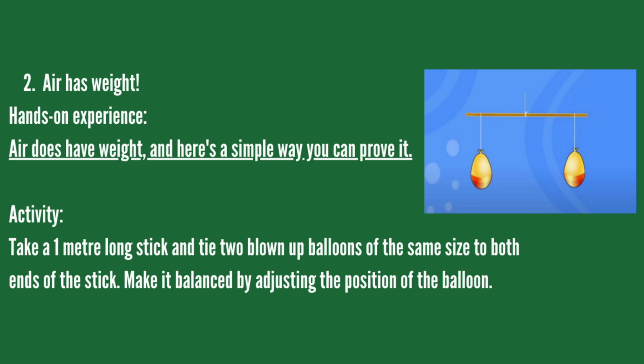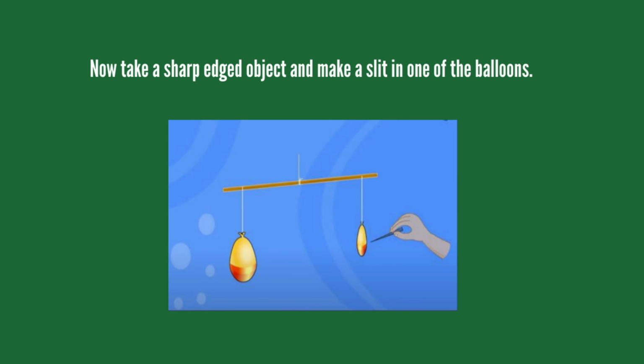The second property is air has weight. And here is a simple way to prove it. So let's take a meter-long stick and tie two blown-up balloons of the same size to both ends of the stick. Make it balanced by adjusting the position of the balloons. Now take a sharp-edged object and make a slit in one of the balloons.